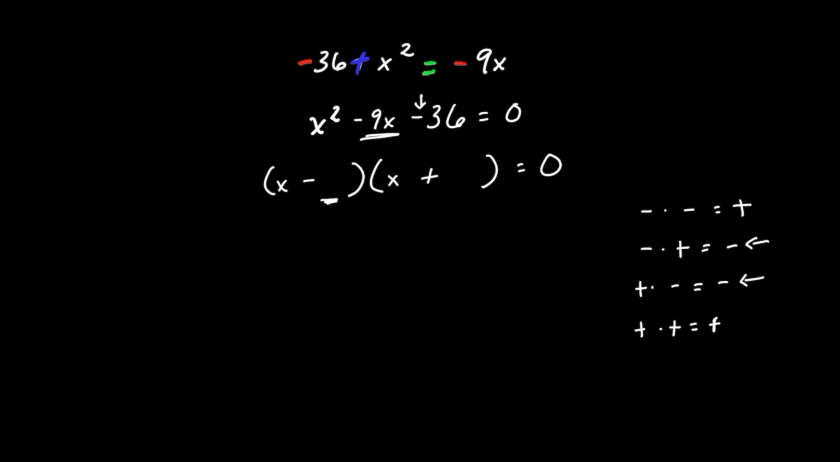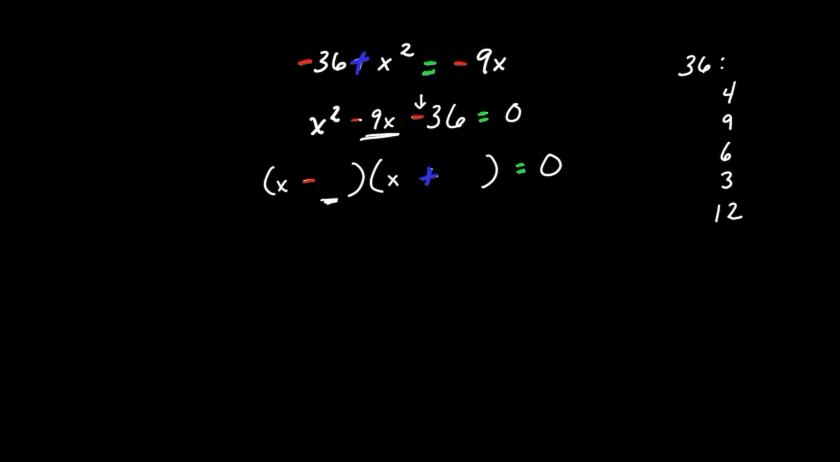Okay, so now that we have figured out that we need a negative and a positive in each one of the parentheses, we need to figure out what is going to multiply together to equal 36 and add to equal negative 9x. So let's write out some of the factors of 36. Okay, so we have 4 and 9, 6 and 6, and 3 and 12. And our middle term is minus 9x. So anything that we add together has to come out as negative 9.